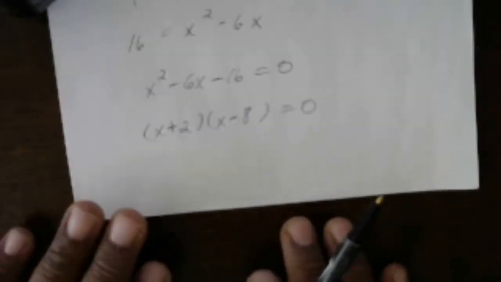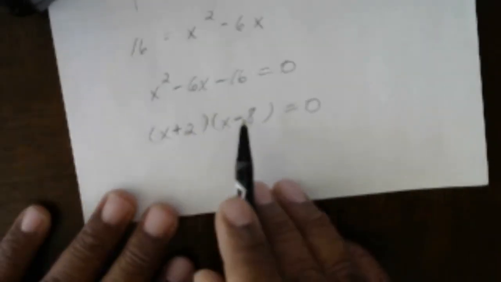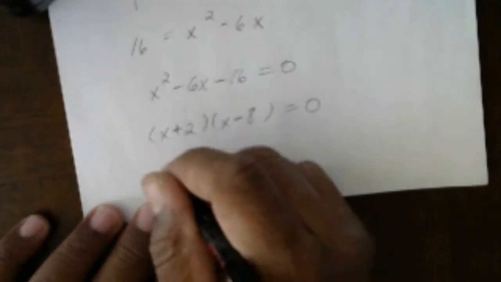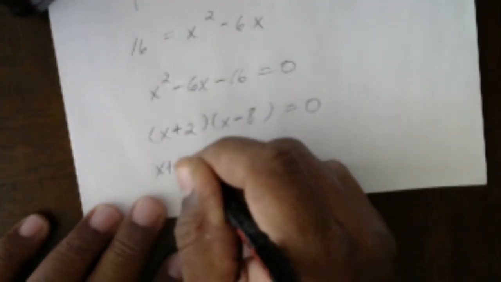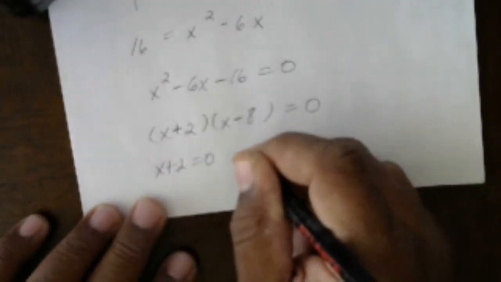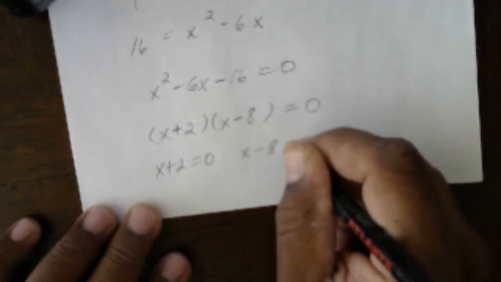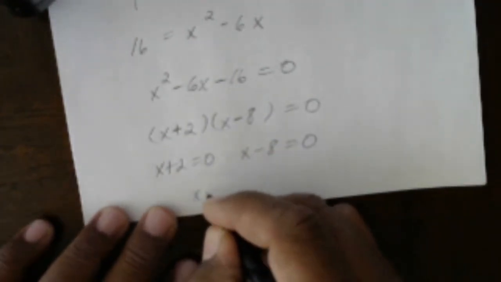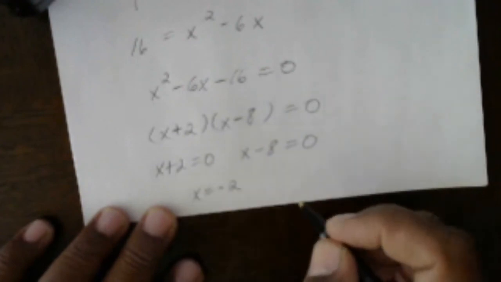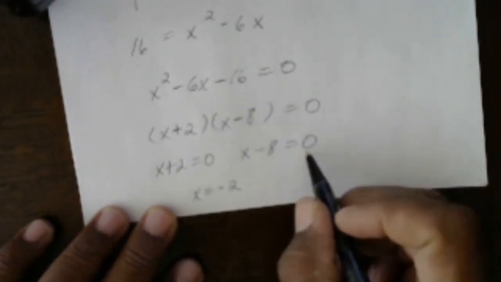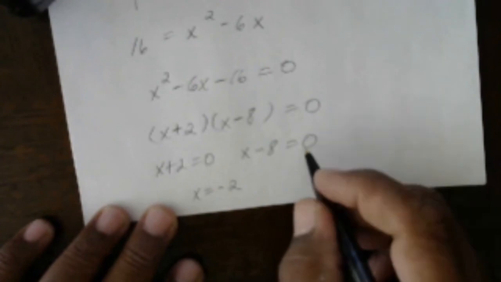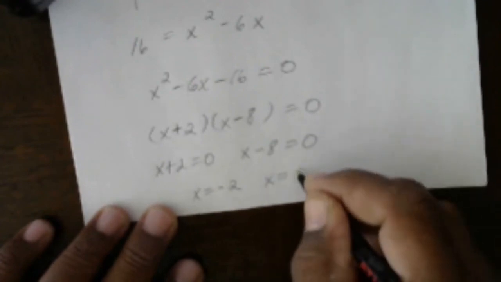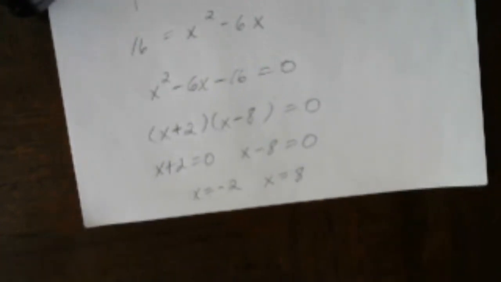The next thing I'll do is use the 0 factor property. So I'll set each factor equal to 0. And I'll solve. So here I would subtract 2, so x is equal to negative 2. And over here I add 8, so x is equal to 8. Right, so I have 2 answers.